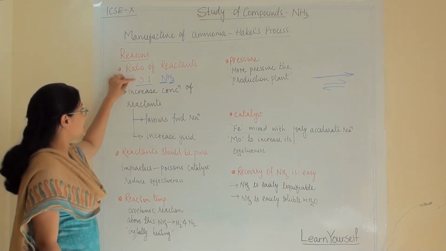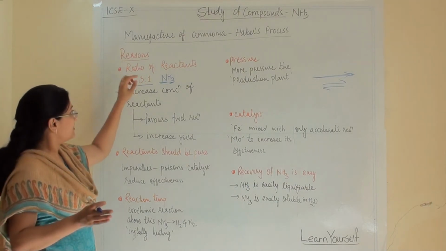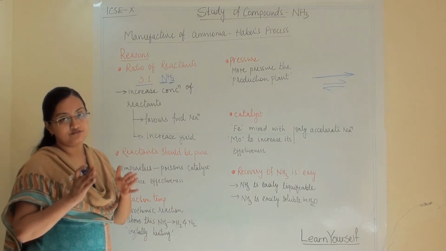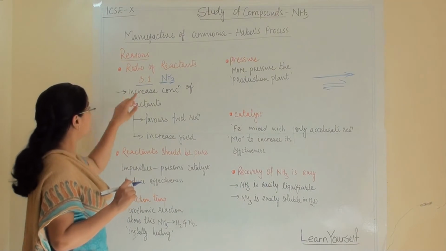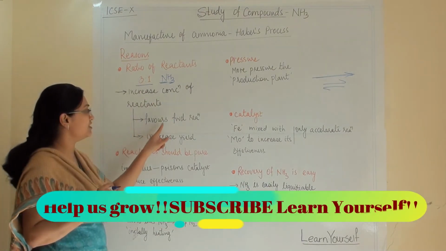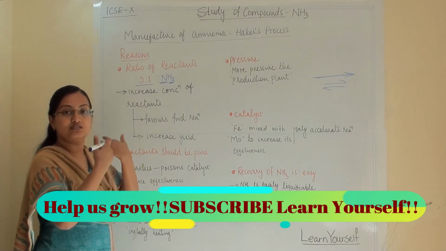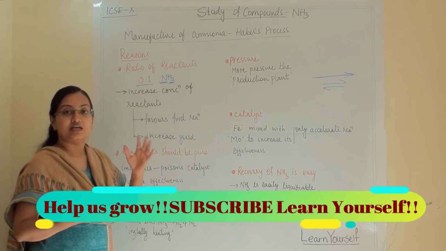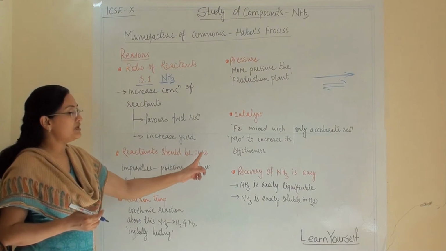So why are we taking it in this ratio? Because in ammonia our reactants are in a ratio of 1:3 or 3:1. Increasing the concentration of reactant will favor the forward reaction and not the reverse reaction, and it will also increase the yield. Now second, the reactants should be pure.